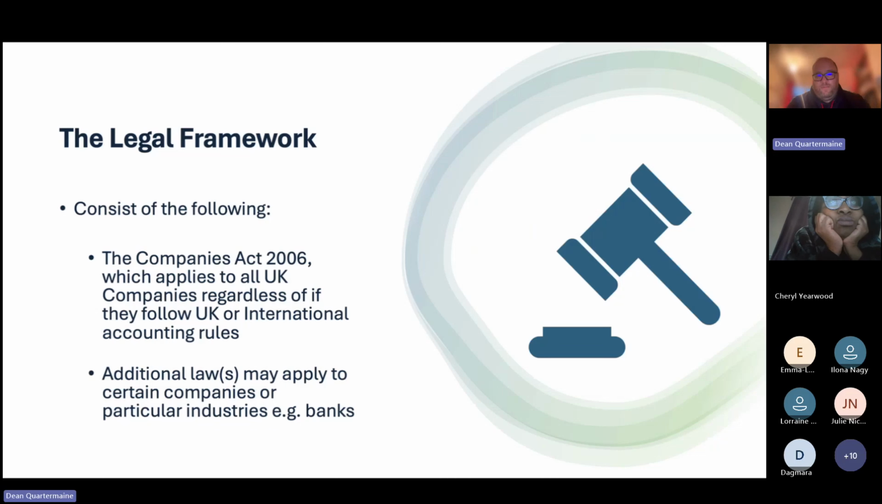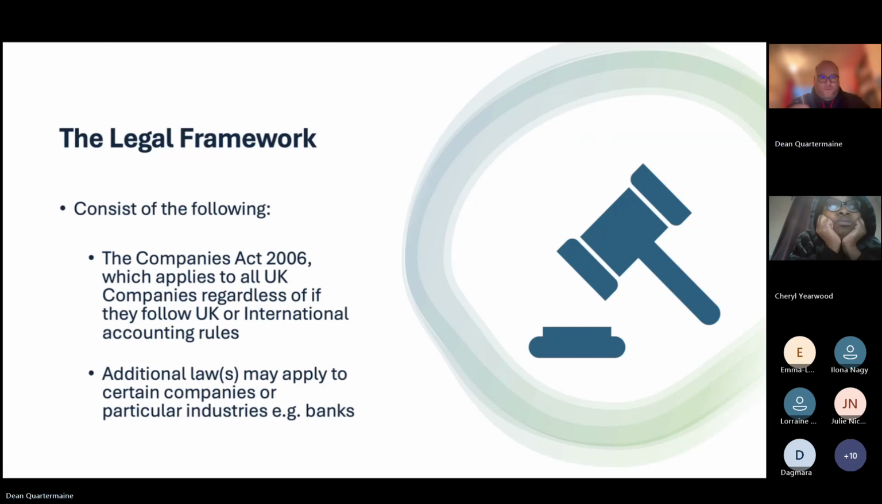So Amazon UK is a UK registered business. It's registered here in the UK with Companies House. However, from a consolidated point of view, that reports into Amazon Incorporated, which is a US business, and therefore Amazon would follow international accounting rules rather than UK accounting rules.